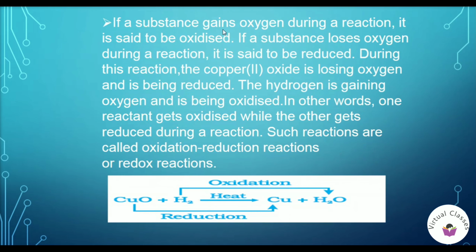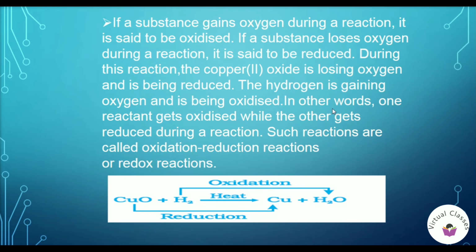If a substance gains oxygen during a reaction, it is said to be oxidized. If a substance loses oxygen during a reaction, it is said to be reduced. During this reaction, the copper oxide is losing oxygen and is being reduced. And the process is called reduction. The hydrogen is gaining oxygen and is being oxidized.